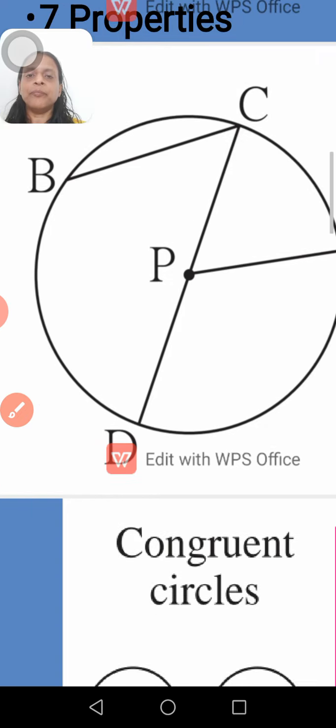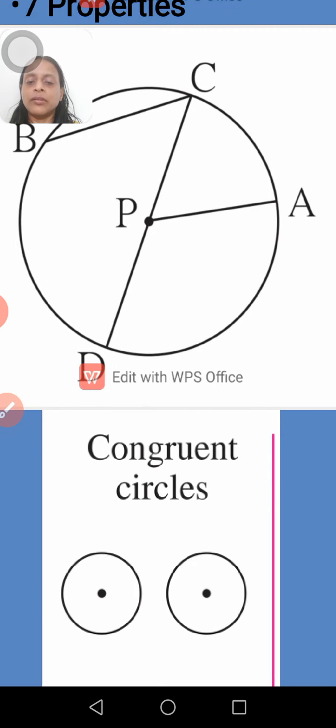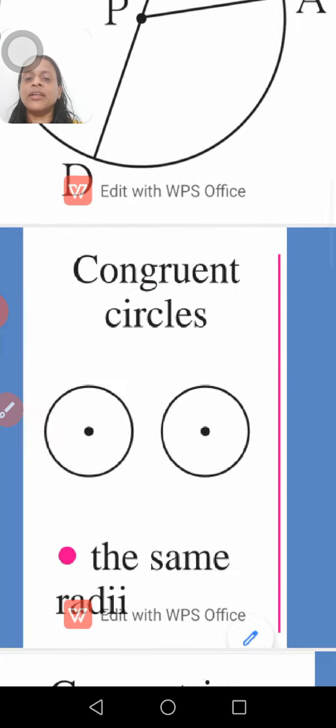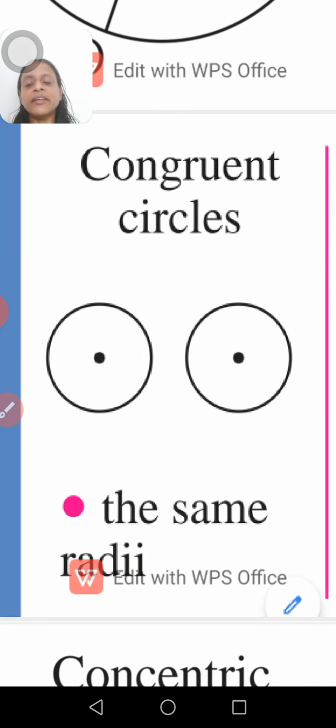Now we will go through different types of circle. First one is congruent circle. You can see it is written there: the same radii. That means the centers can be different but the radius measure is the same. Suppose 5 centimeter and 5 centimeter, 10 centimeter and 10 centimeter, or 100 centimeter and 100 centimeter, whatever it may be. If two circles have the same radii, then the two circles are known as congruent circles.